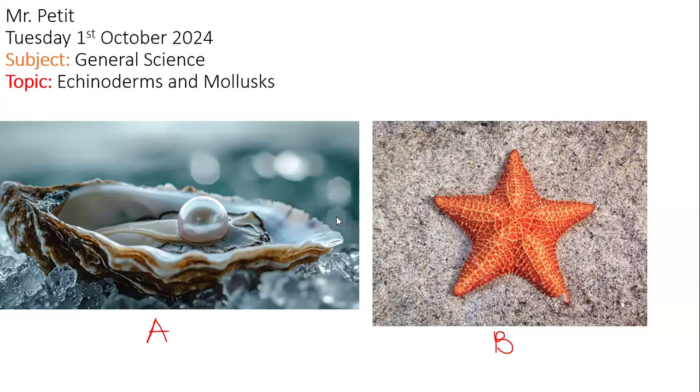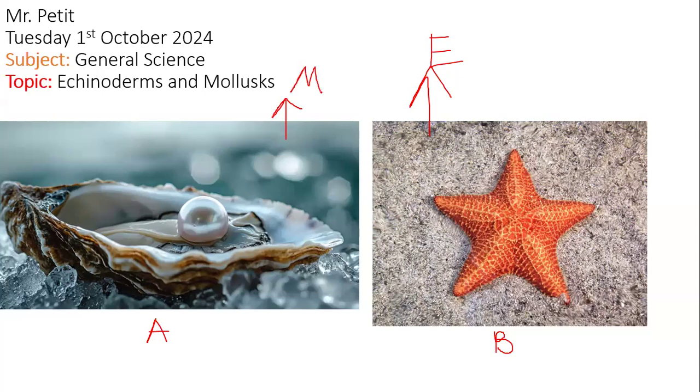Okay. So the starfish is the echinoderm, like she said. She's right. And what is this actually? We call this a clam. That's an oyster, right? That's clam or oyster. One of the most valuable animals is what we call the mollusks.